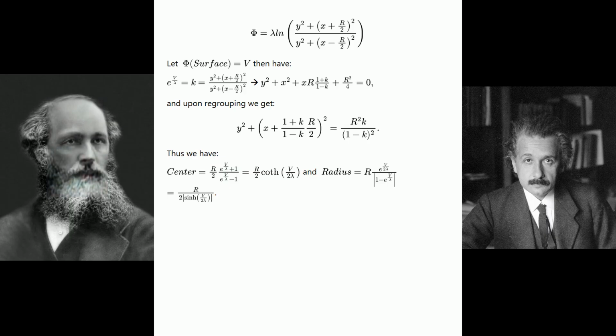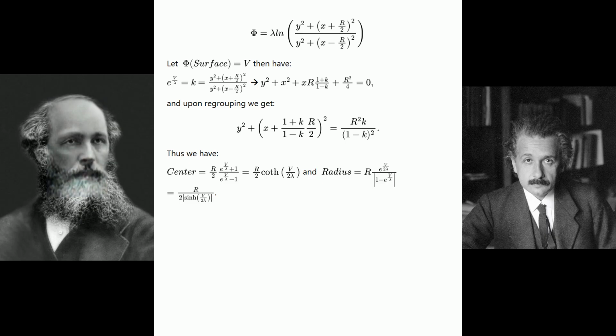Let phi of the surface equal V, then we have e raised to the V over lambda power equals k equals y squared plus x plus r over 2 squared over y squared plus x minus r over 2 squared, which goes to y squared plus x r (1 plus k) over (1 minus k) plus r squared over 4 equals 0, and upon regrouping we get, see the next equation.